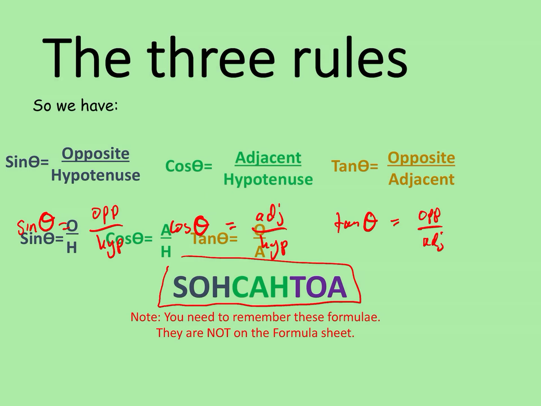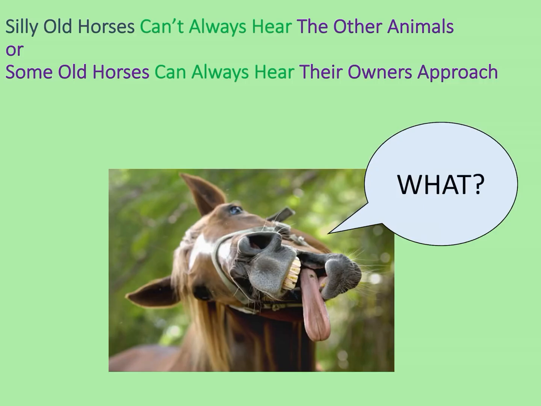I'm going to stop the video there because my pen's running out of battery. So there's your basic formulas. You need to write them down because you need to remember them. Okay? And here is a way you can remember it. Silly old horses can't always hear the other animals, or some old horses can always hear their owners approach. So it's just some silly ways there that you can remember the spelling of SOHCAHTOA, so that you can remember those 3 formulas. Okay? So I'm going to stop the video there and we'll continue in part 2.